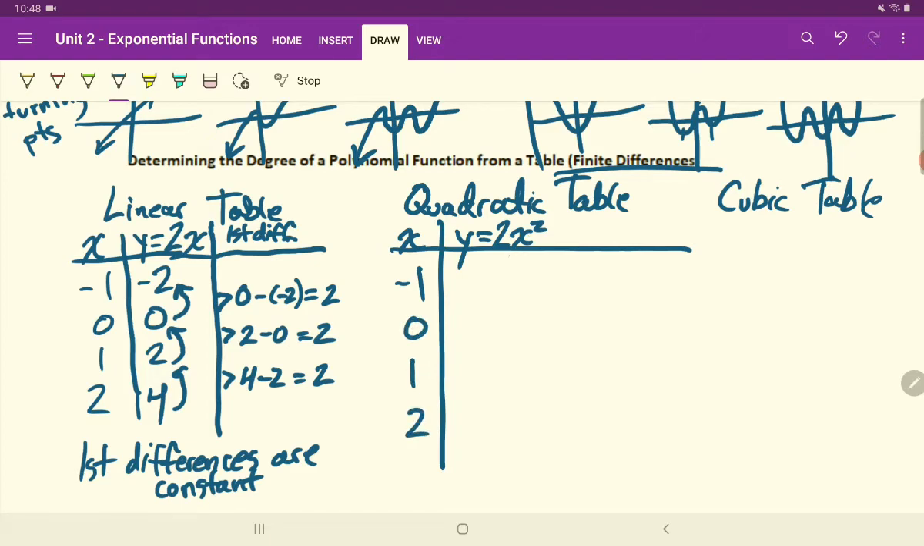Substitute -1 for x. Okay, you get 2 times... -1 squared is +1. Oh, sorry. +1 times 2 is 2. Then 0 squared is 0 times 2 is 0. Then 1 squared is 1 times 2 is 2 again. And then 2 squared is 4 times 2 is 8.